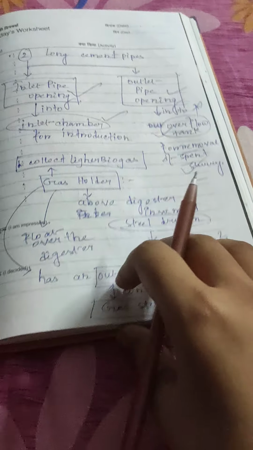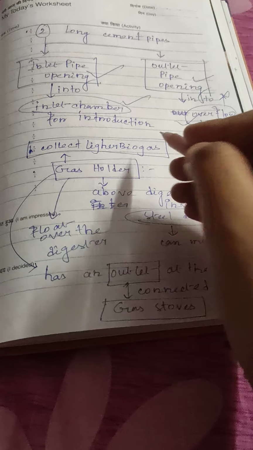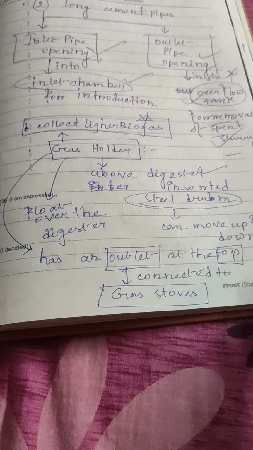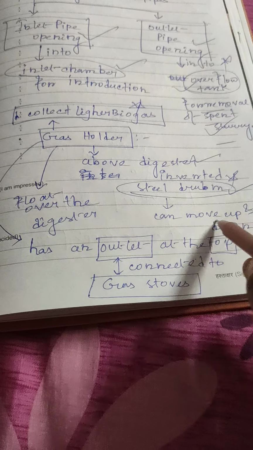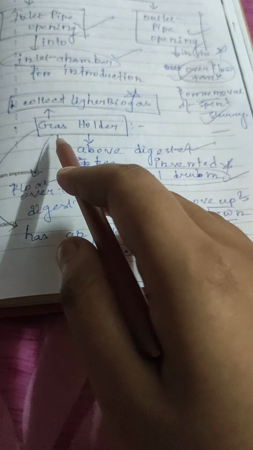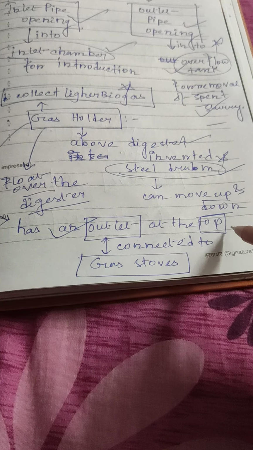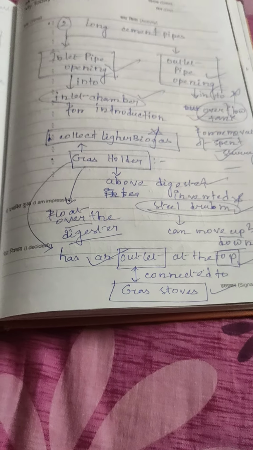The fourth component is the gas holder. The gas holder collects the lighter biogas. It is present above the digester. It is an inverted steel drum. The steel drum can move up and down. The gas holder floats over the digester. It has an outlet at the top. That outlet is connected to gas stoves.